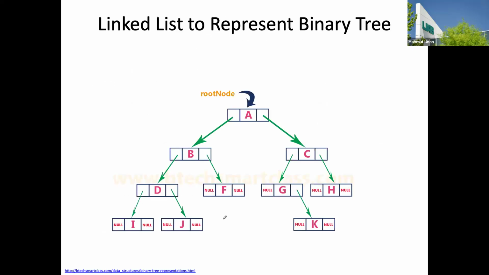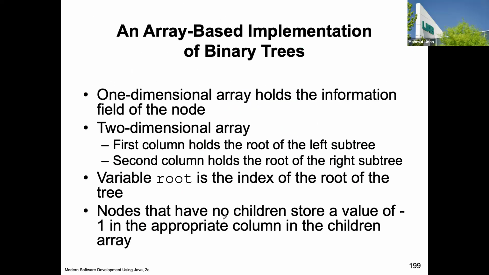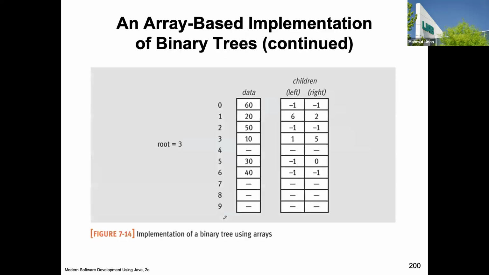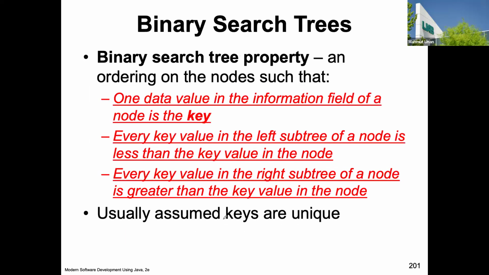After that, we discussed the representation. We have two options: either we use a linked list or we use two arrays. One of them is holding the data. The other one is holding the index of the left child and the right child. So finally, today we discussed binary search trees.